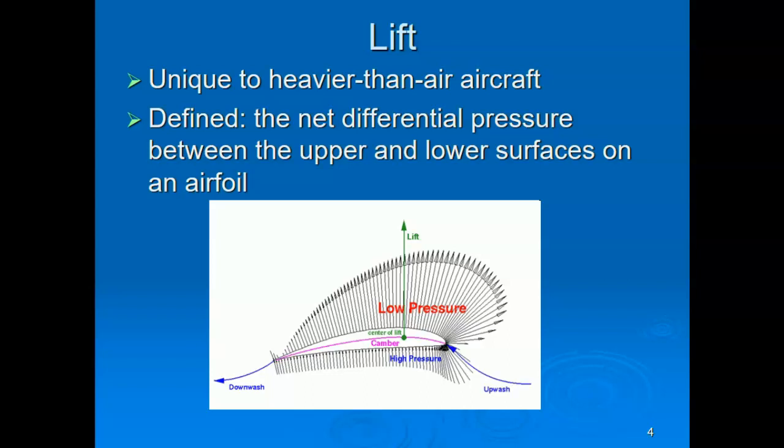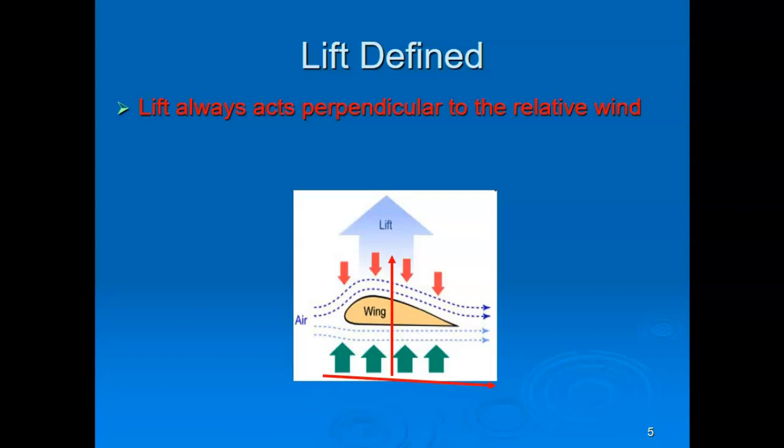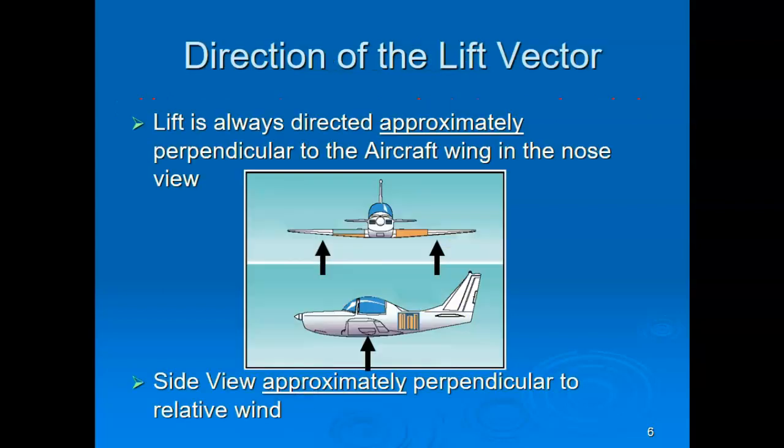Generating lift with an airfoil is unique to heavier than air aircraft, and it's defined as the net differential pressure between the upper and lower surfaces of an airfoil. It's important to remember that lift always acts perpendicular to the relative wind, and it always acts approximately perpendicular to the aircraft wing.